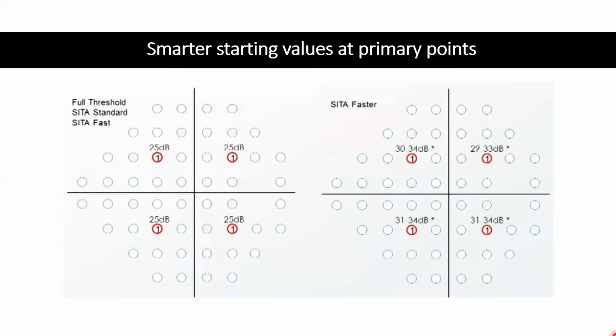You save time already at the beginning of the test because the starting values at the 4 primary points are age-corrected normal threshold values, whereas in the other tests, it's always 25 decibels.